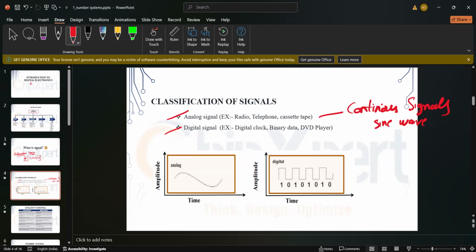Coming to digital signals, we call them discrete signals. Why do we call them discrete? Because they can show information only in zeros and ones. Other than this, they can't show anything. Analog signals are in the form of sine waves, whereas digital signals are in the form of square waves.